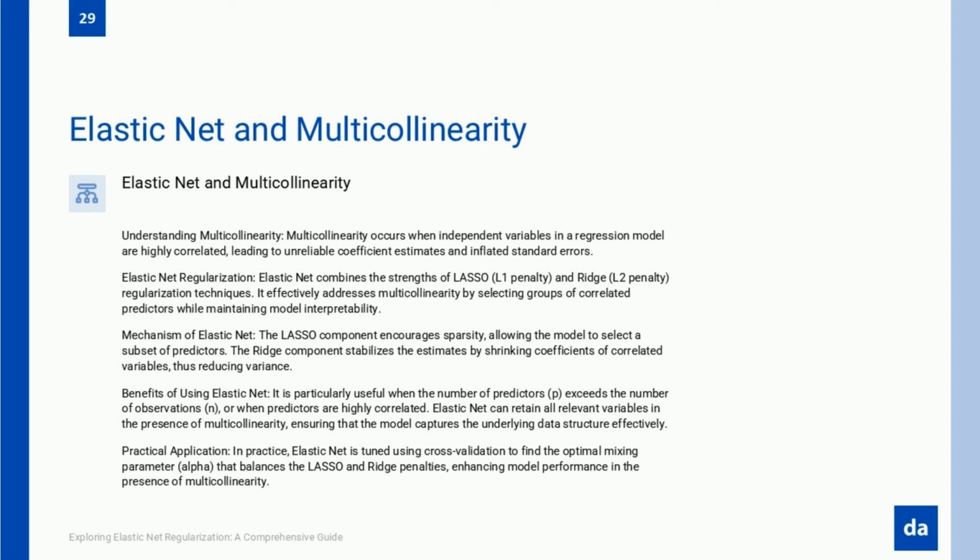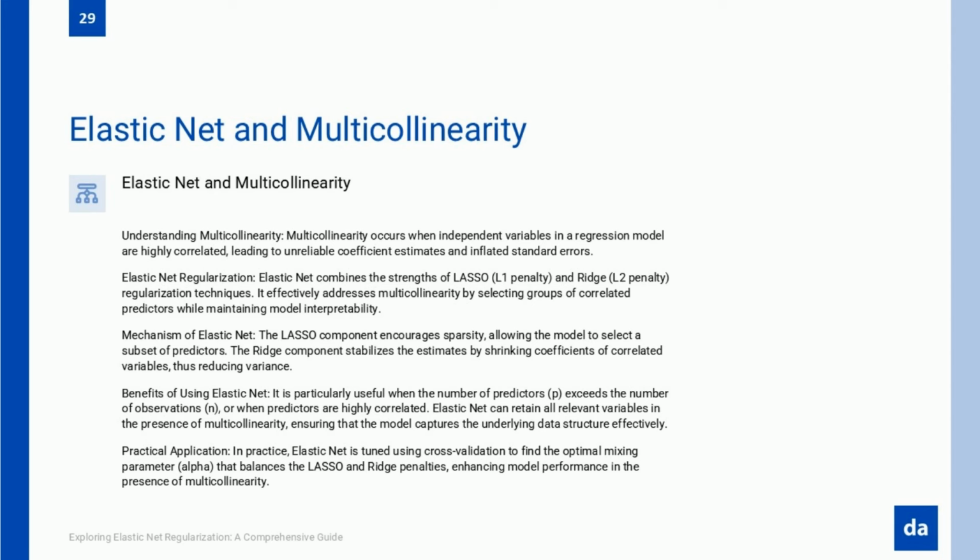In an ordinary least squares (OLS) model, when predictors are correlated, the coefficient estimates become unstable. Small changes in the data can cause huge swings in the coefficients, making the model unreliable. Lasso, while effective at feature selection, tends to randomly pick one correlated variable and drop the others, which might not be ideal if those features contain complementary information.